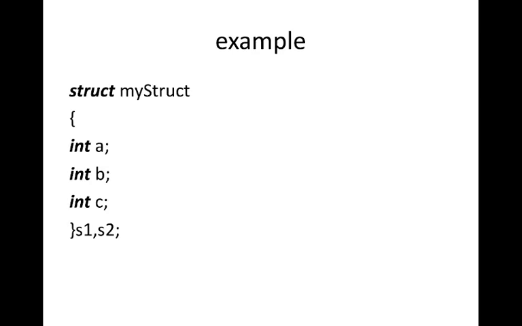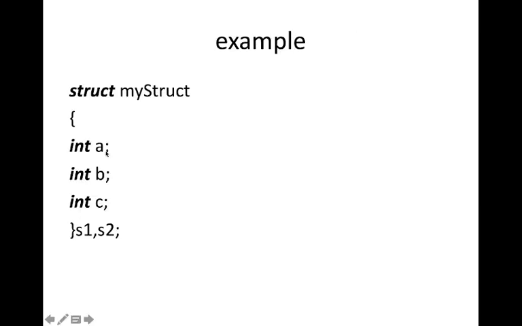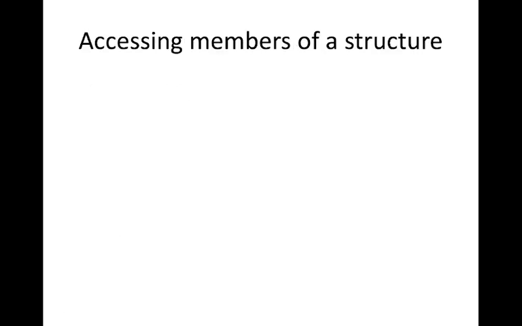Now next is how to access members of a structure. So we have different members like A, B, C. These are all members. How to access these members? How to give some values to these members? So that is what we are going to study: accessing members of a structure.